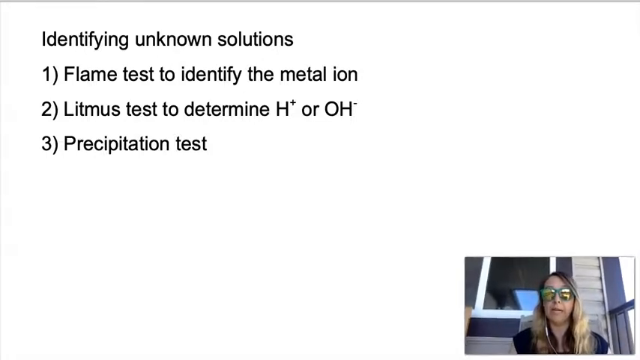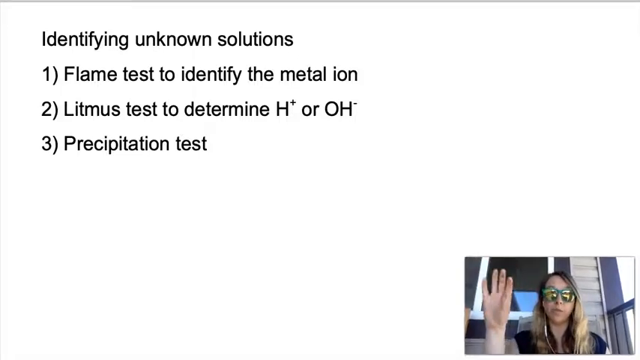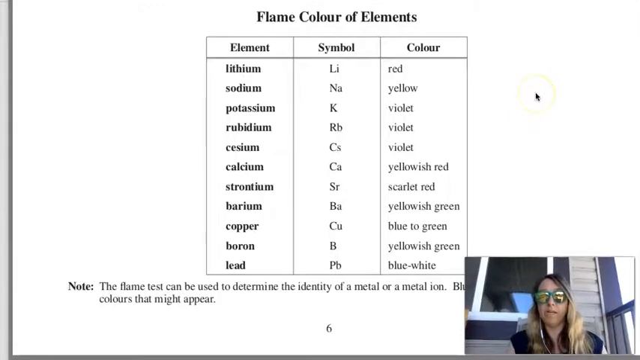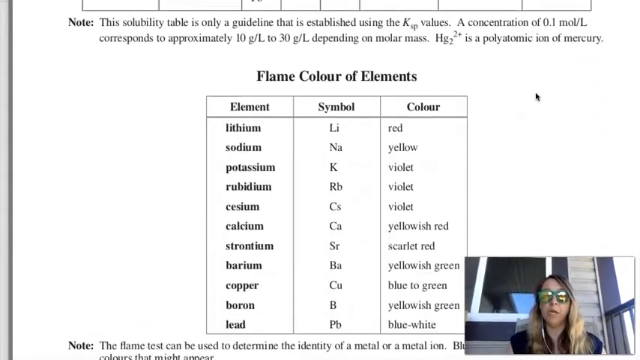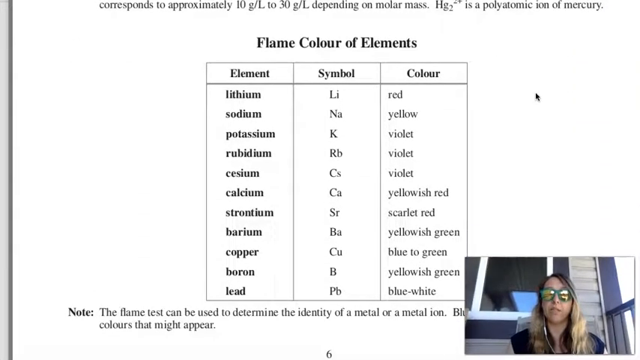Okay, so if you've ever done a campfire, sometimes you buy those little packages, and you sprinkle them on the fire, and they make the fire different colors. That's basically like a flame test. So if you go into your data booklets, at the bottom of page 6, underneath where you have your solubility table, you're going to find a little table that says flame color of elements. What you find is that all of these elements, you'll notice they're all metals, produce different colored flames when we stick them into the fire.